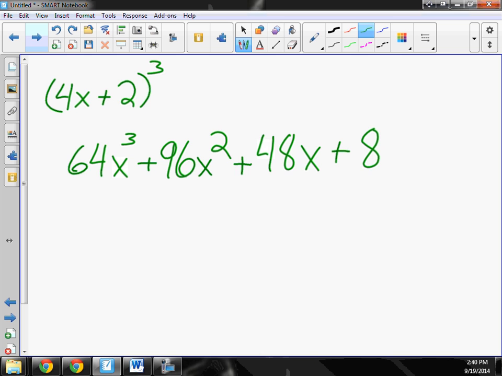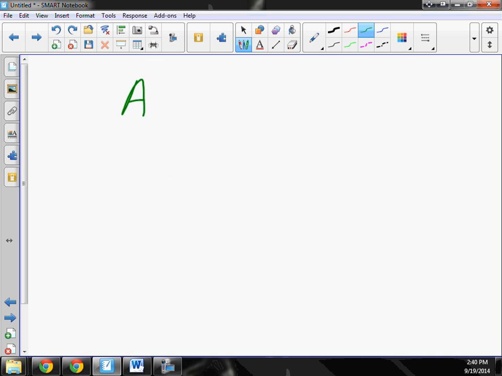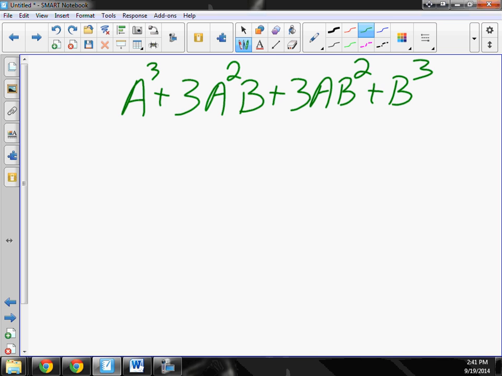Okay, let's try another one. Let me write out the formula. A to the third plus 3a squared b plus 3ab squared plus b cubed. Okay, so let's do something hard. To the third. Now, let's put the variables in place first, and then we won't have to worry about them. So we'll do variables, and then we'll fill in the coefficients as we go. So it's going to start with x to the third. Let's make this a minus, because we haven't done one yet.